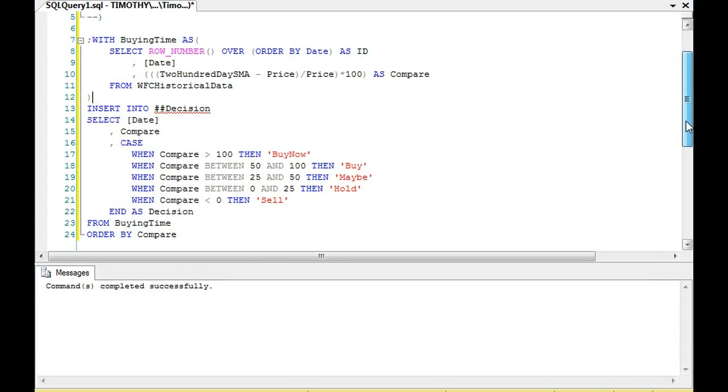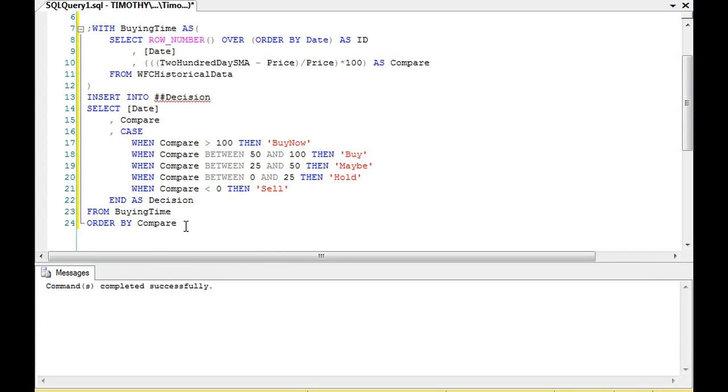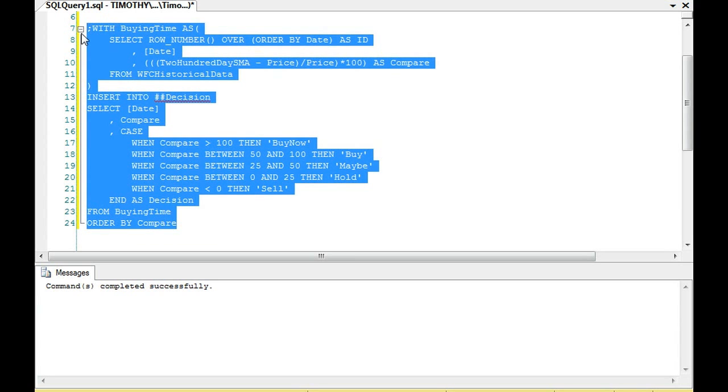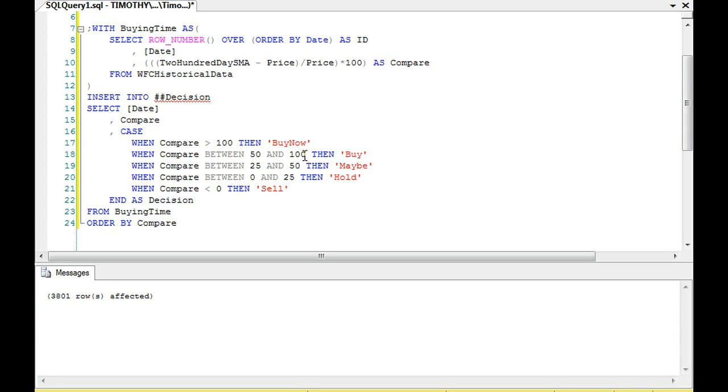So we have 5 different possible decisions. We can buy now, we can buy, maybe, hold, and then sell. For those of you who remember yesterday, I believe there were only 4, but we had logic to our decisions. One of the logic was, if the 200-day simple moving average is double the price of the stock, then it's buy now. This time we're saying, if it's 50 to 100% above the price, we're going to buy. If it's greater than 100% like yesterday, we're going to buy now. If it's between 25 and 50, then maybe.